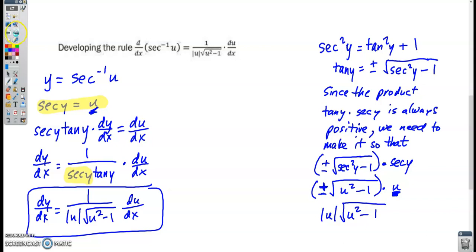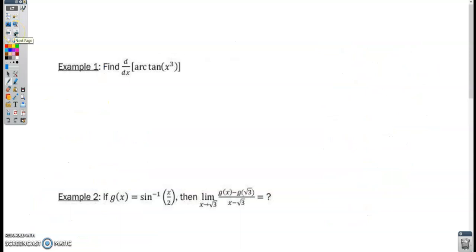All right, let's go ahead and do some examples taking the derivative of these things. We're going to start with example 1. We're going to find the derivative with respect to x of the arctangent of x cubed.